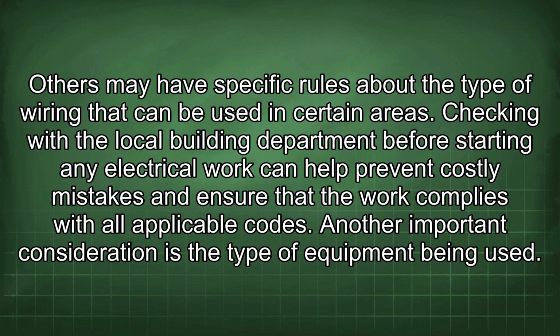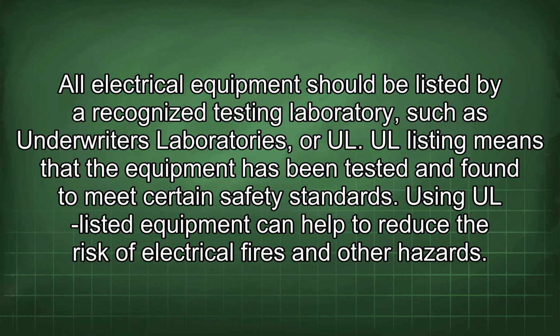Another important consideration is the type of equipment being used. All electrical equipment should be listed by a recognized testing laboratory such as Underwriters Laboratories, or UL. UL listing means that the equipment has been tested and found to meet certain safety standards. Using UL listed equipment can help to reduce the risk of electrical fires and other hazards.